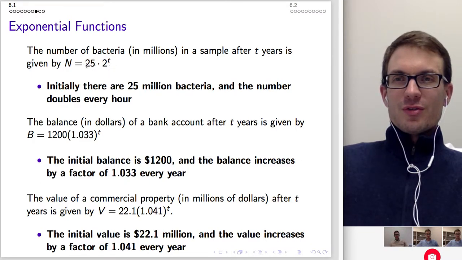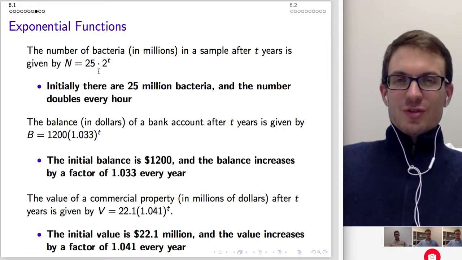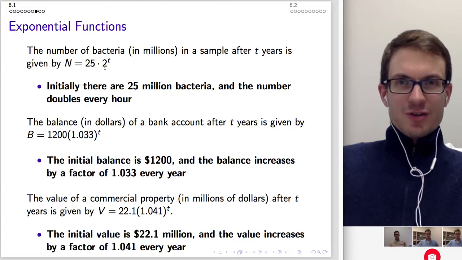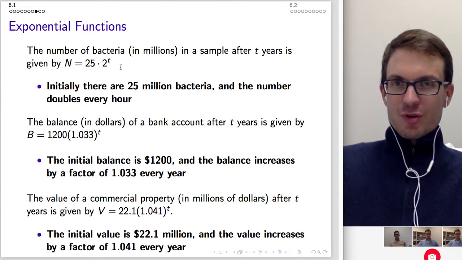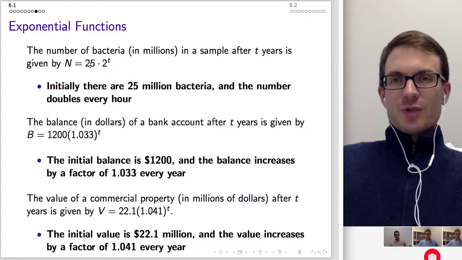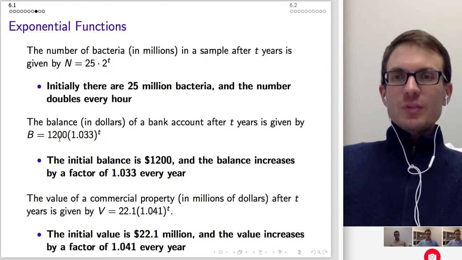Then 25 times 2 to the 2nd for the second period. 2 to the 2nd is 4, times 25 is 100. So we doubled going from period 1 to period 2. And of course, we're going to have this constant doubling. And the same thing is true down here.